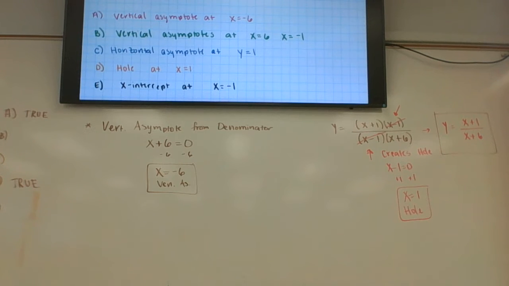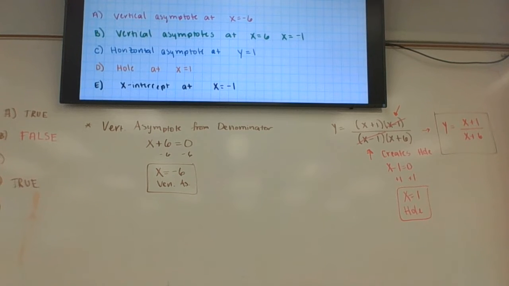Could we possibly say that B is now false because it has a positive? Yes, B is now false, because there's only one vertical asymptote, negative 6. That was important here.